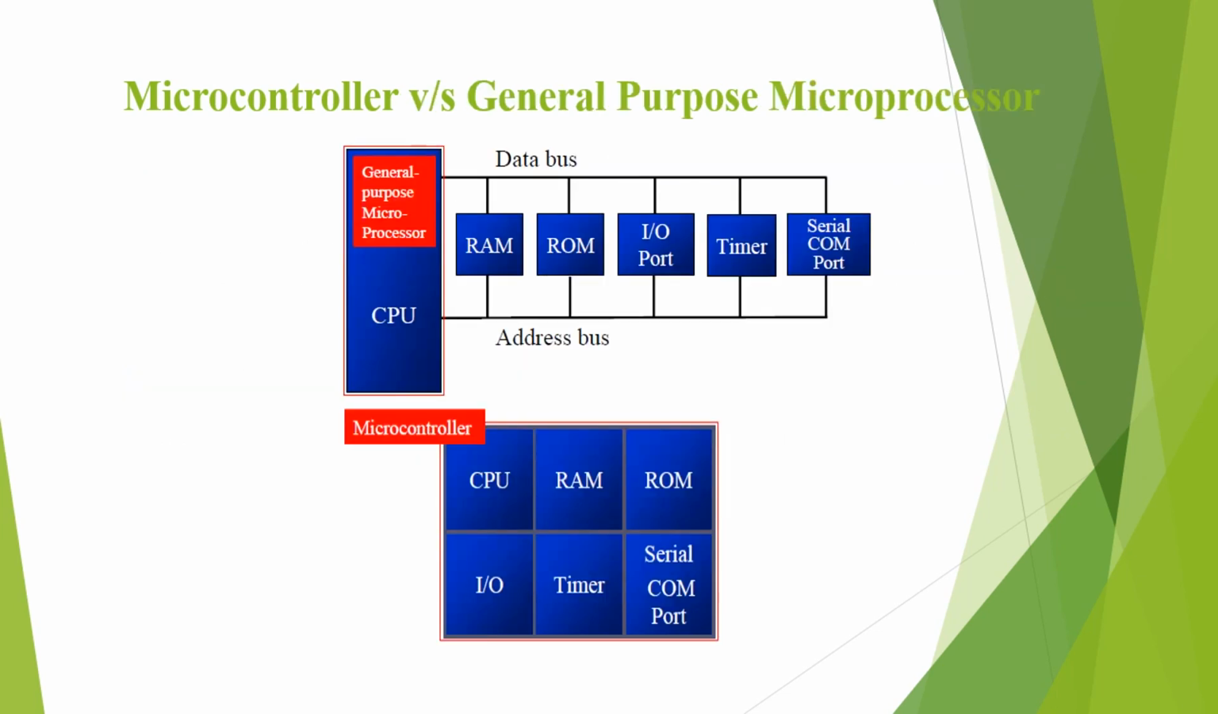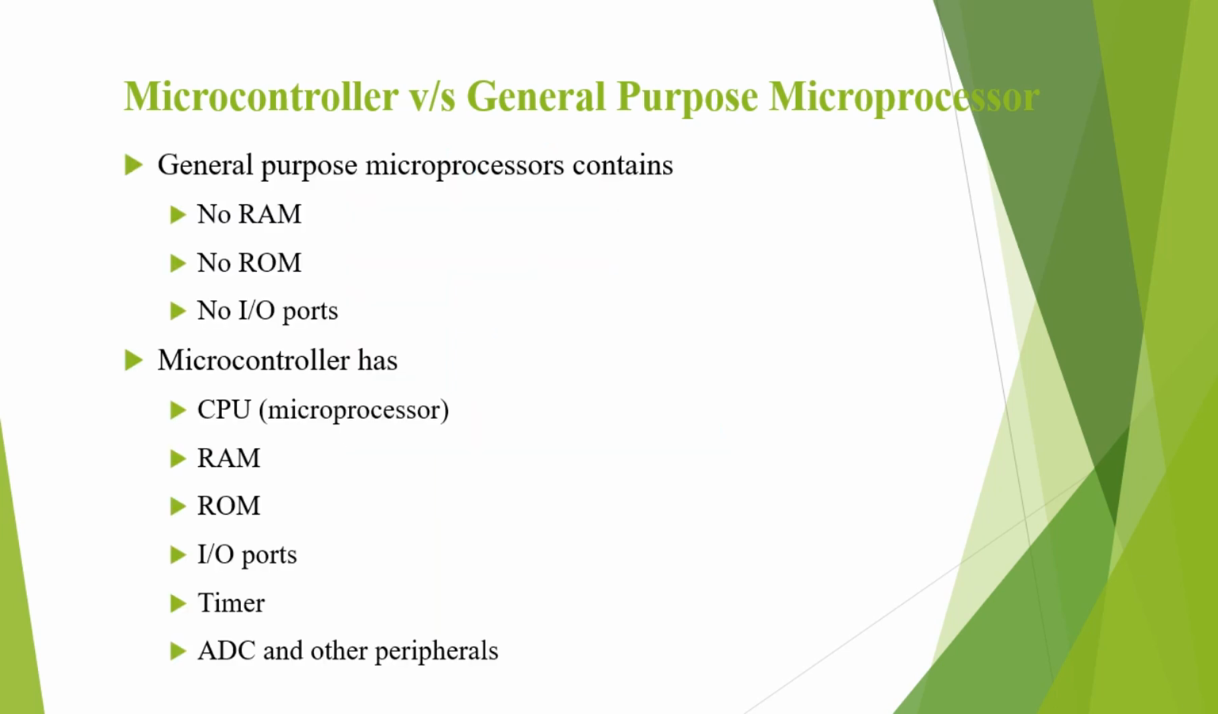Next is microcontroller versus general purpose microprocessor. The block diagram shows the microprocessor and microcontroller. A microprocessor has the central processing unit, whereas a microcontroller has an inbuilt central processing unit along with a memory device, I/O ports, timer circuit, and serial communication port. General purpose microprocessors contain no RAM, no ROM, no I/O ports, whereas a microcontroller has a CPU, that is a microprocessor, RAM, ROM, I/O ports, timer, ADC, and other peripherals.